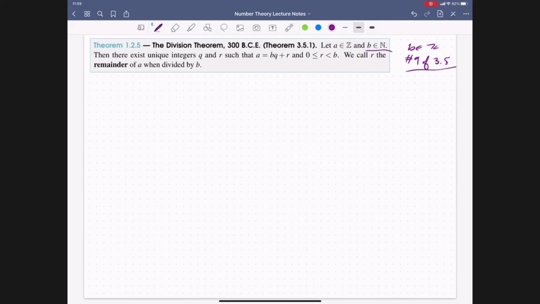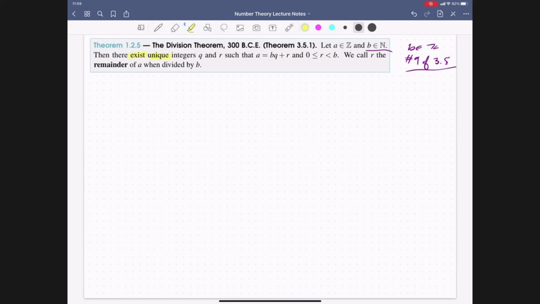So how do we prove this? This is an example of an existence and uniqueness proof. We want to show that there exist q and r, but we also want to show that they are unique. And so we're going to go about this in 2 steps. First, prove existence, then prove uniqueness.